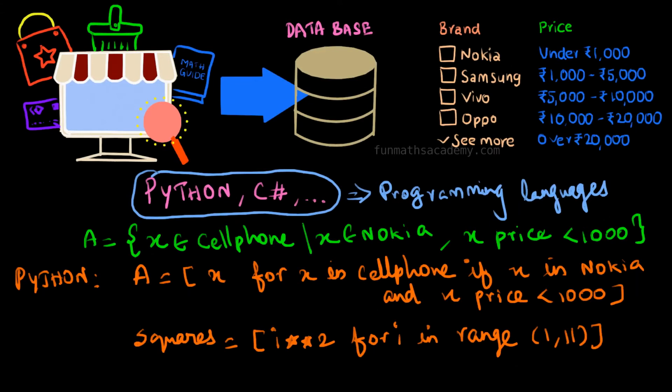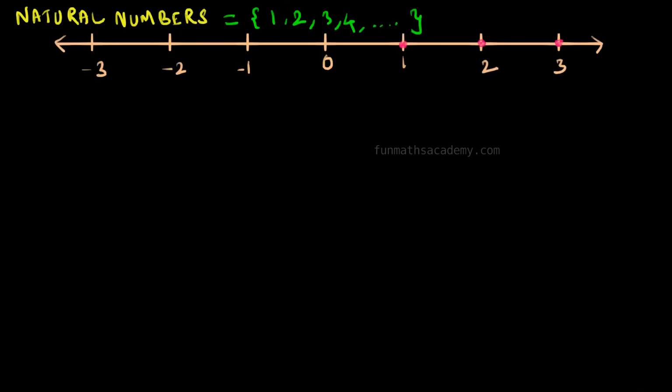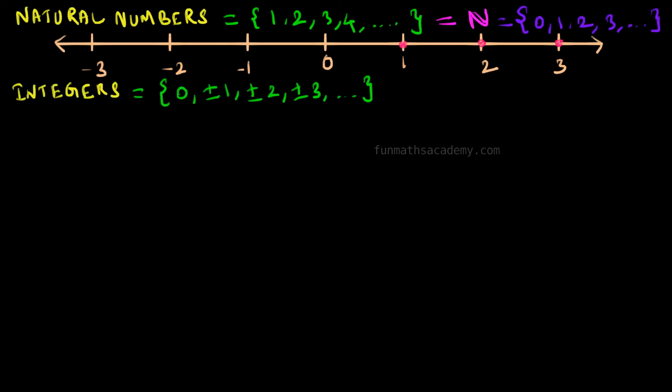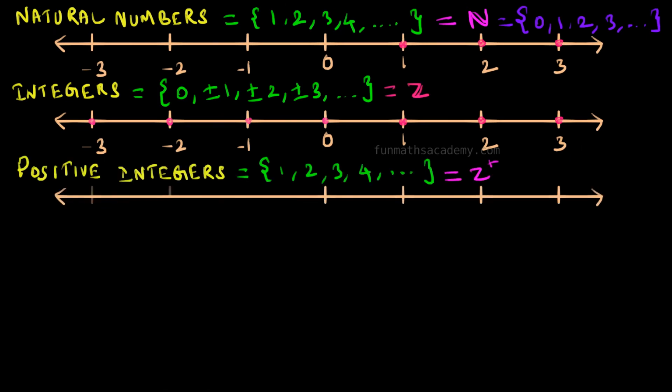Before getting into an example, let us recall the notations used to describe the numbers. The set of all natural numbers, that is 1, 2, 3 and so on, is denoted by N. In some countries, 0 is also added to the set of natural numbers. The set of all integers, that is 0, plus or minus 1, plus or minus 2, plus or minus 3 and so on, is denoted by Z. The set of all positive integers is denoted by Z plus.